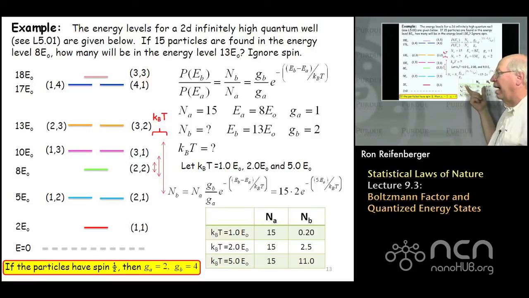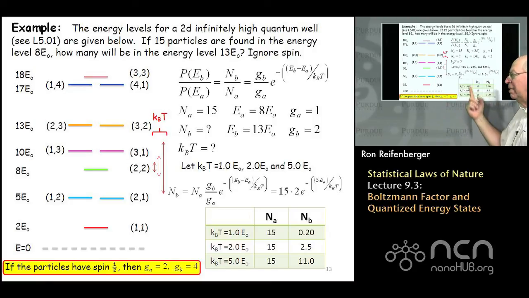And so I just evaluate this formula using these different values of kT, in this particular table, right? So everything is summarized in this table. The number of particles is always the same in the energy level A. That's by design. That's kind of a construct that we've imposed.